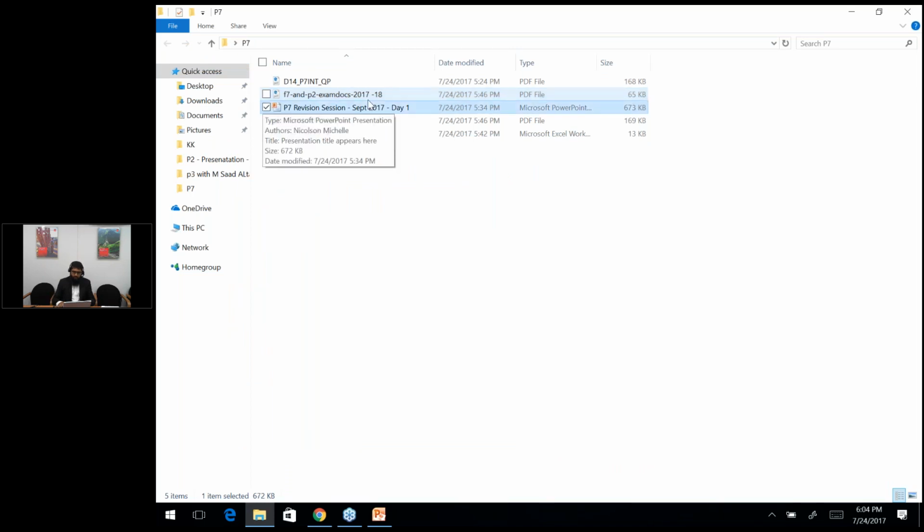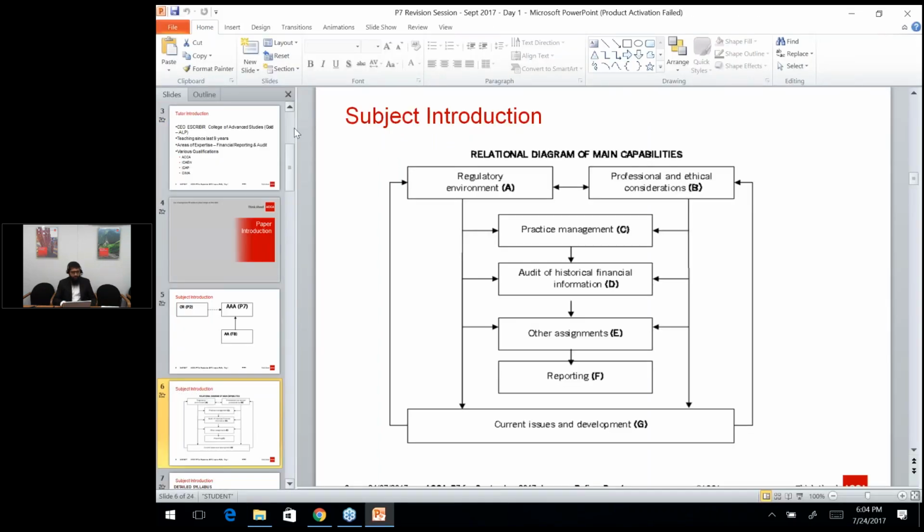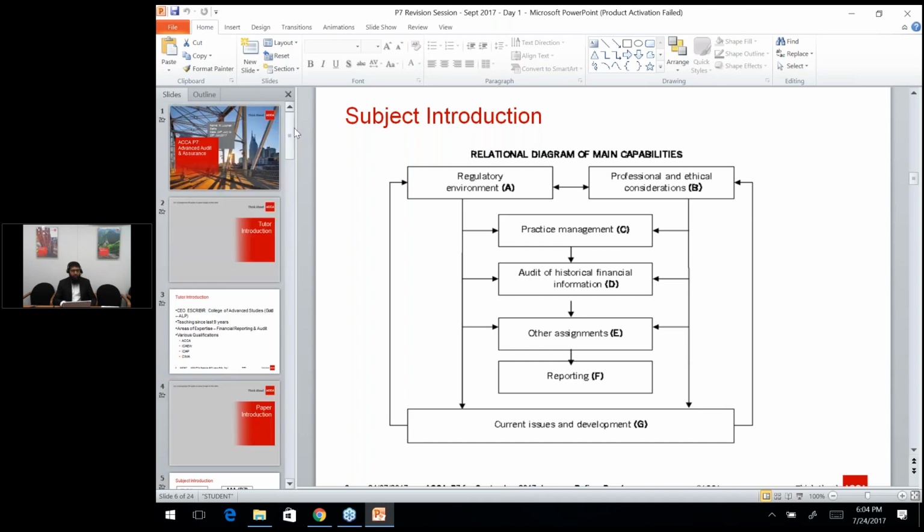This is a 5-day session comprising 15 hours in total, in which we would, inshallah, be covering the majority of areas of the P7 syllabus, and we would be focusing upon the various areas which could lead to a pass in the exam.